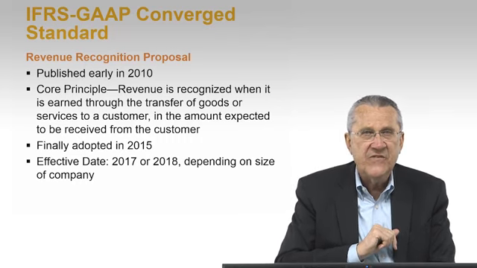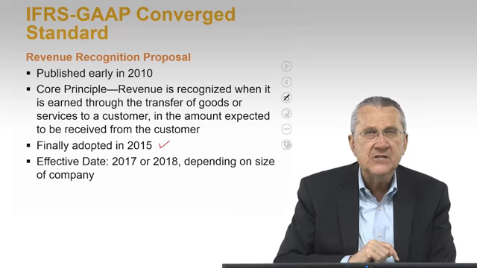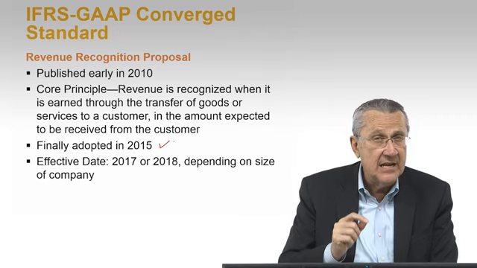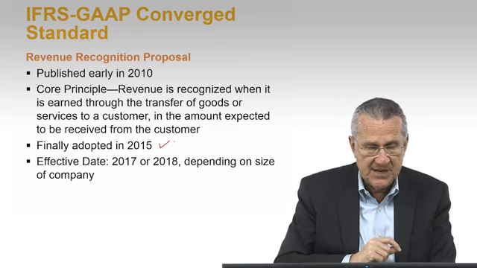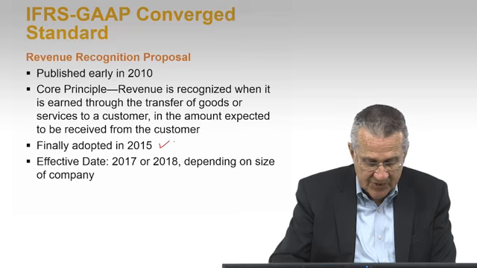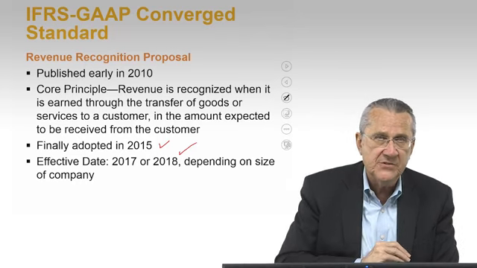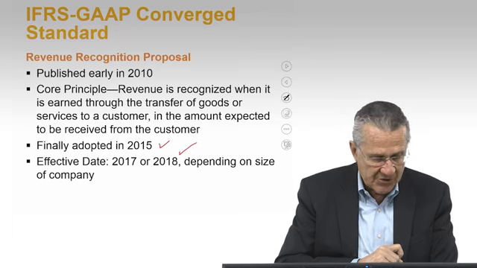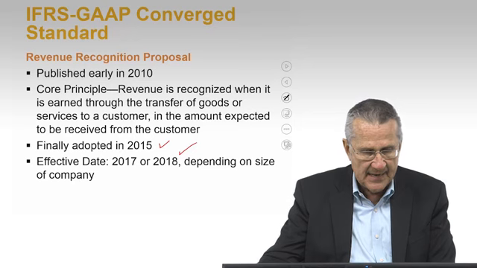Now, the standard was finally adopted in 2015, so it took 5 years from proposal to standard, and it is not a fully converged standard. There are still some differences between IFRS and GAAP in this standard. And furthermore, it'll probably be 2018 before this is fully effective for all companies that must report their earnings to the Securities and Exchange Commission. So this has been a long time coming.